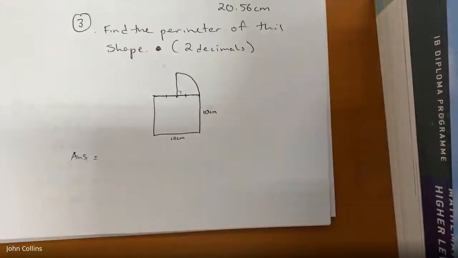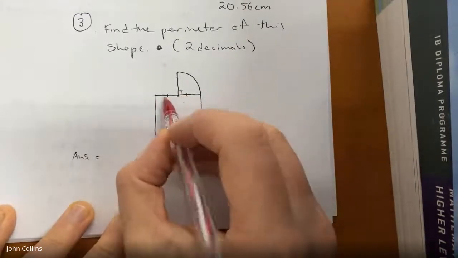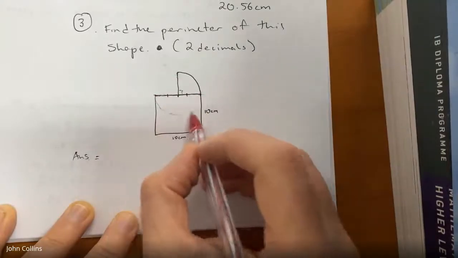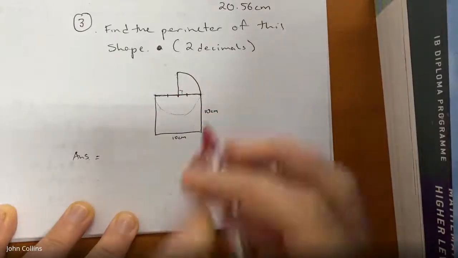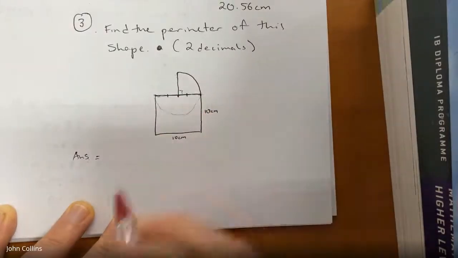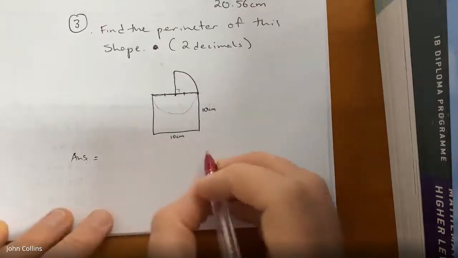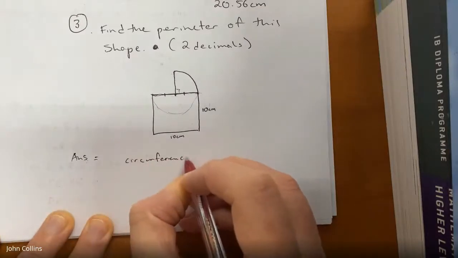So, no, I'm not doing area, just the perimeter. So this is a quarter of a circle. Now, what's the diameter if it was a full circle? If it was a full circle, it'd be something like that. So the diameter of a full circle would be 10.